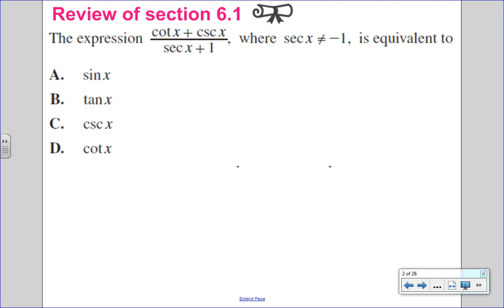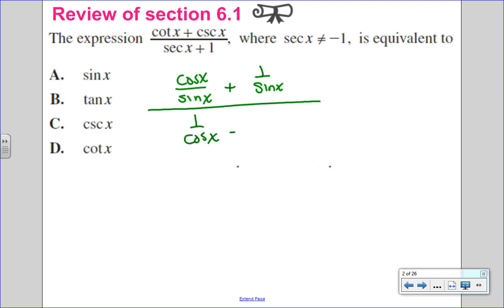Okay, let's look at another one here. We have cotan x plus cosecant x over secant x plus 1, and we want to know which one it is equivalent to. In other words, what the answer is. Let's write it in terms of sine and cosine. Cotan is the same as cos x over sine x, plus cosecant is 1 over sine x. That will all be over secant x, which is 1 over cos x, plus 1. So I have a whole bunch of fractions over fractions, and I want to get rid of my fractions.